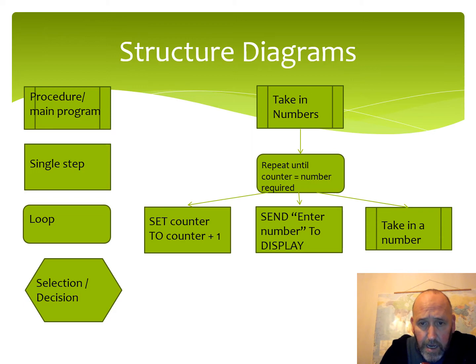Here we are, taking some numbers. We're repeating it until the counter equals number required. Set counter to counter plus 1, enter number to send, enter number to display, take in a number. So this is a wee fixed loop. It's going to repeat for a set amount of times, i.e. number required.